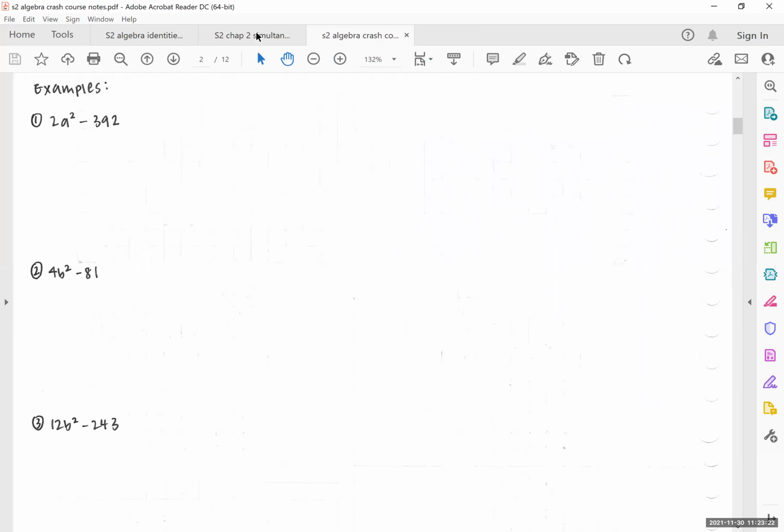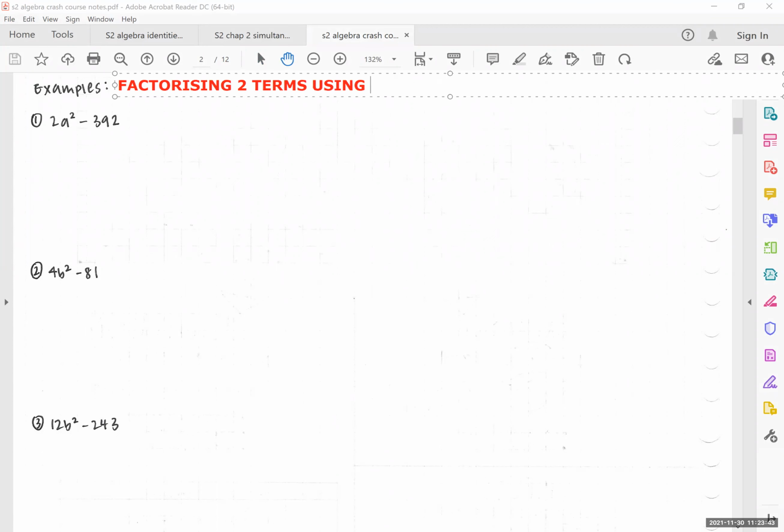So over here, can you all write that down? It's not written in the notes. So take your pen or your highlighter, or you can write it down and highlight in pen after. So in your notes, can you write that down? This is factorizing 2 terms using algebraic identities.